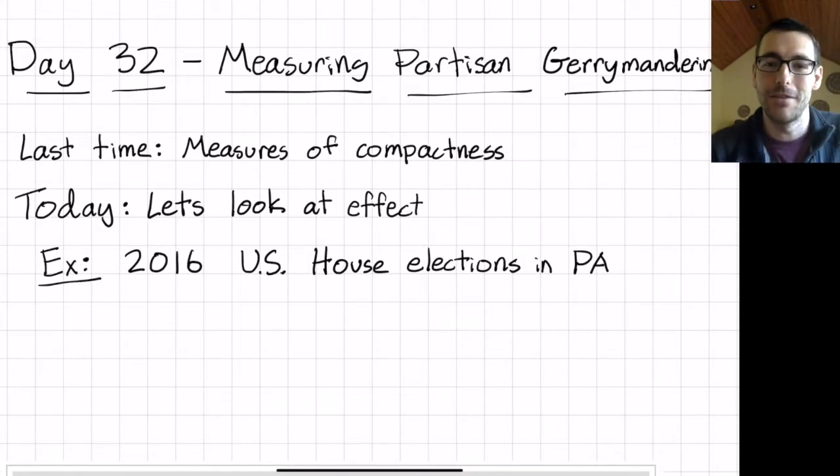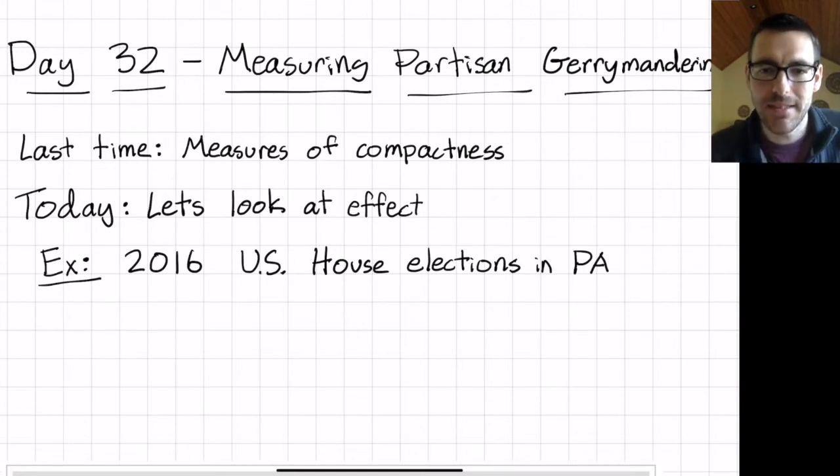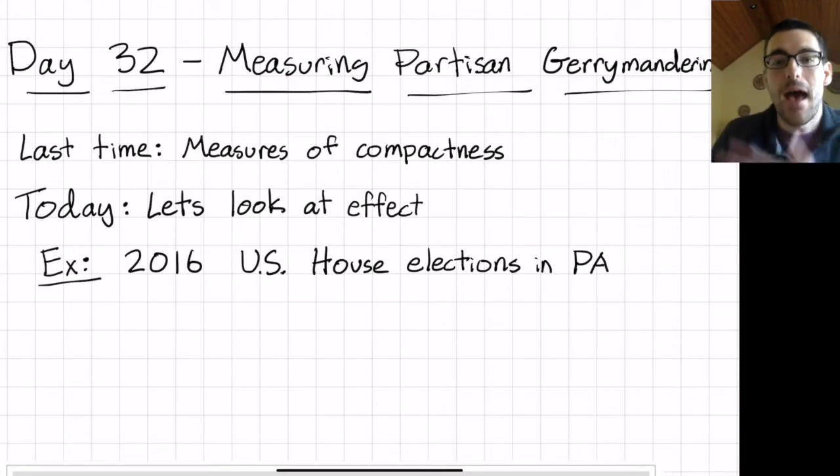Certainly wish that the courts would do more to limit things like partisan gerrymandering. But as it turns out, focusing on the compactness of a district by itself isn't necessarily enough. So today instead, we're looking at the effect of a particular map. What is the end result after the election?